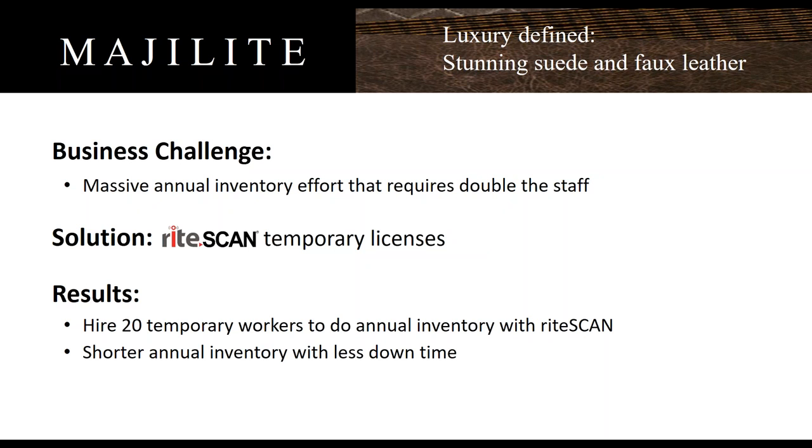Each year, what their biggest challenge was, Magilite does a massive annual inventory that requires double the staff just to conduct it, and it takes considerable time and effort out of their operations that they have to be down for. Because riteSCAN is so easy to use and can be trained very quickly, Magilite purchases double their temporary riteSCAN licenses for the sole purpose of this stock take each year. They hire 20 temporary workers to come in and do their annual inventory using riteSCAN. They train those temporary workers how to use riteSCAN very quickly to perform their stock takes. This also allows them to get more people on the floor at the same time in this count process, which is going to ultimately shorten their annual inventory and reduce their downtime, which is the issue that they had. They moved from manual processes that were very time consuming to a much more streamlined inventory process with riteSCAN.